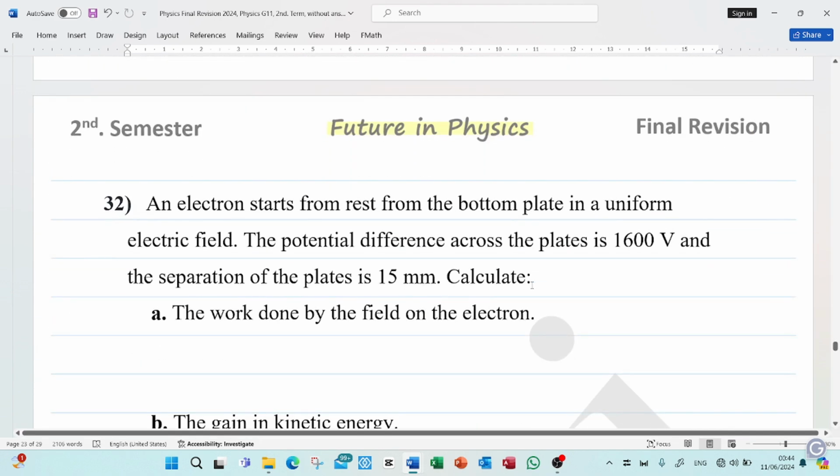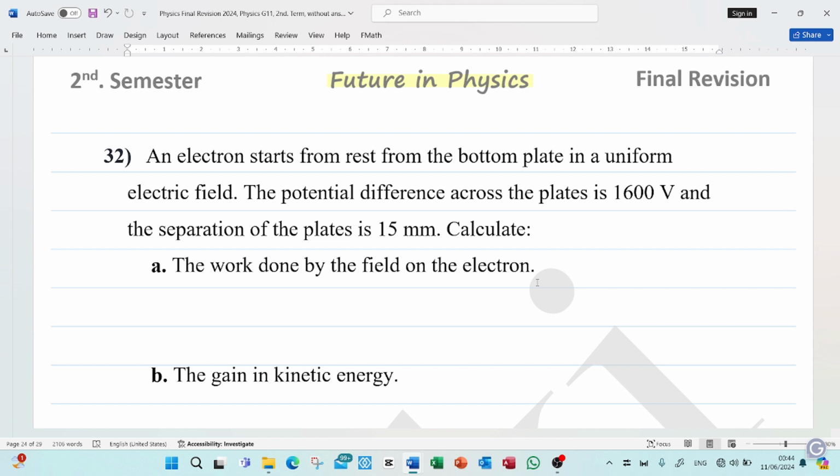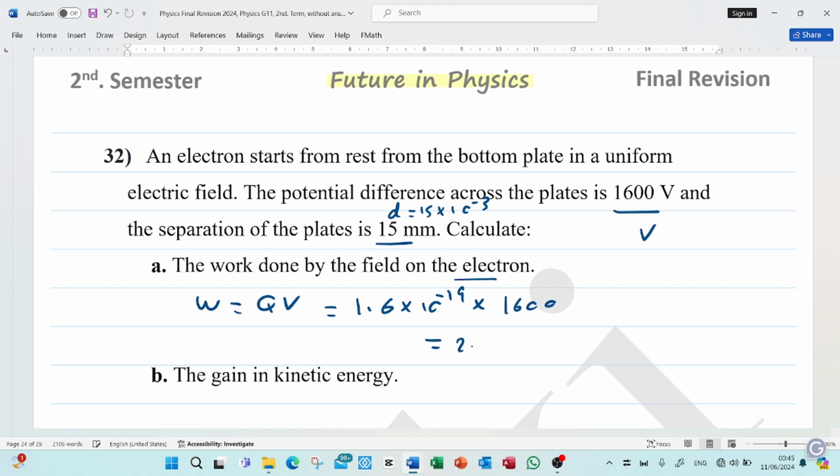Next question. An electron starts from rest from the bottom plate in a uniform electric field. The potential difference across the plates is V, and the separation is D, 15 times 10 power negative. Calculate the work done. The work done equals Q times V on the electron. Q is the charge of electron, which is given in the formula sheet, 10 power negative 19, and the V is given, 1600. So the work done is 2.56 multiply 10 to the power negative 16 joule.